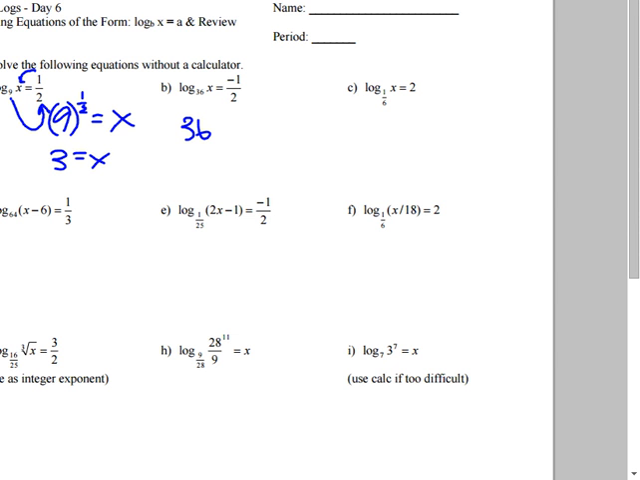This one. 36 to the negative 1/2 equals x. Remember, the negative up there does not make the answer negative. It flips it. So what's the answer? 1/6 is correct.